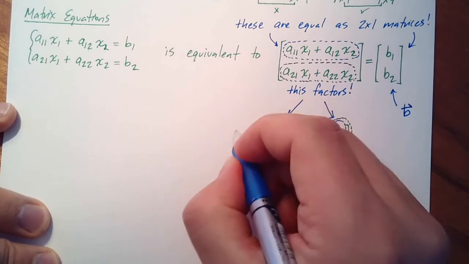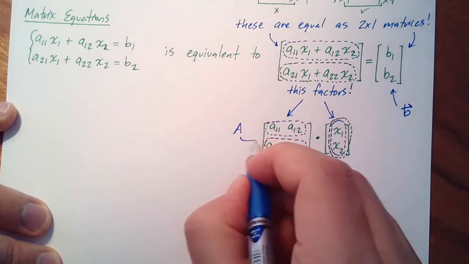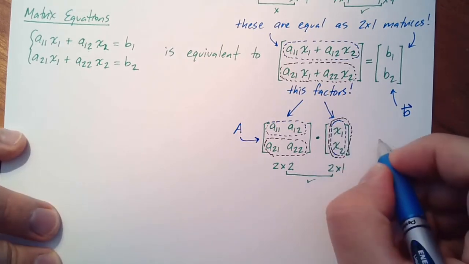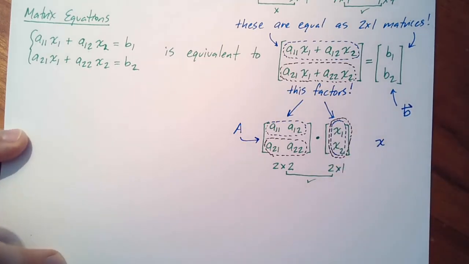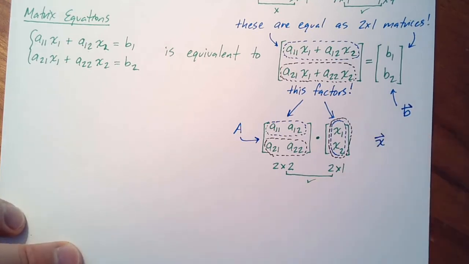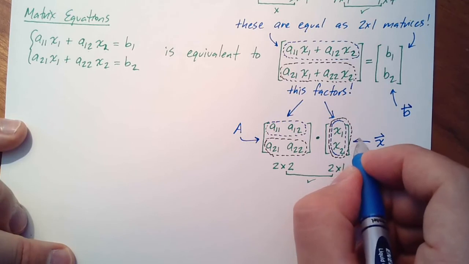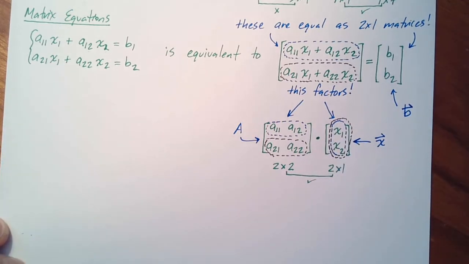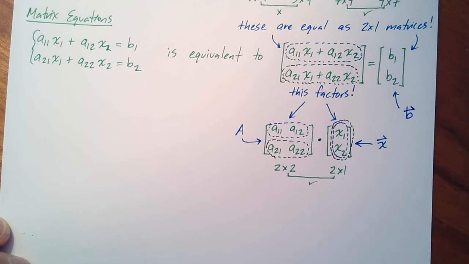This matrix over here, we're going to call it A. And then this matrix here that has the variables, I'm going to call it X. But again, just to make sure it doesn't get confused with a number X, I'm going to put a vector arrow on top just to make it stand out as a matrix. But that's going to be this matrix here, this 2 by 1 matrix. Okay, so that's the notation we're going to introduce.